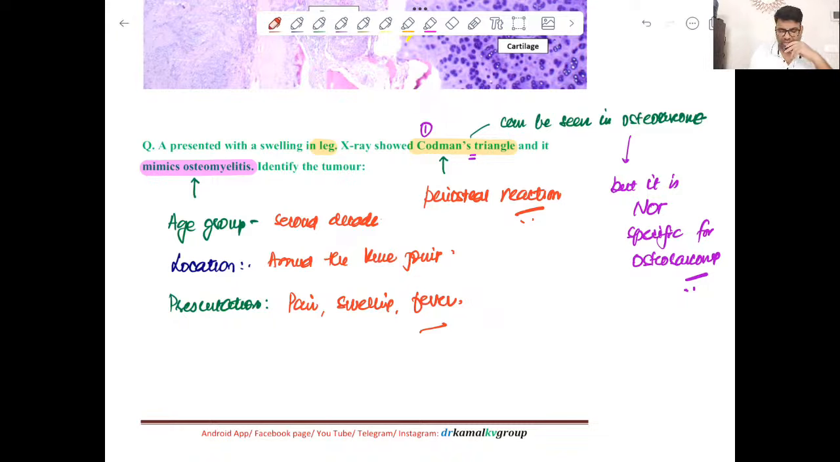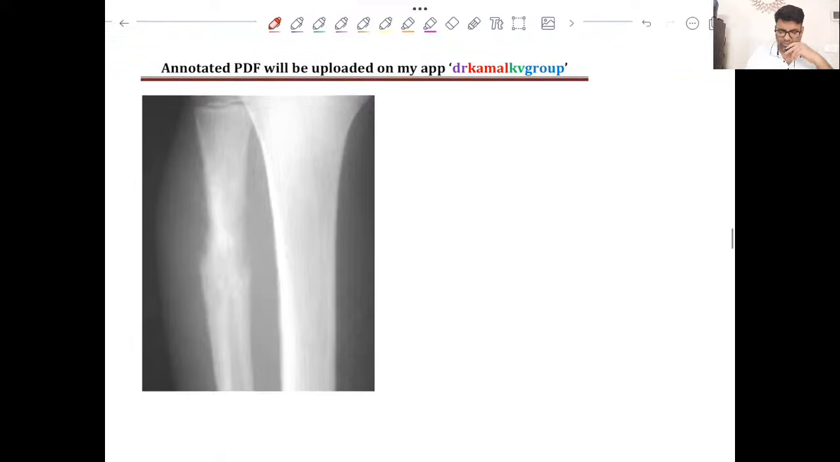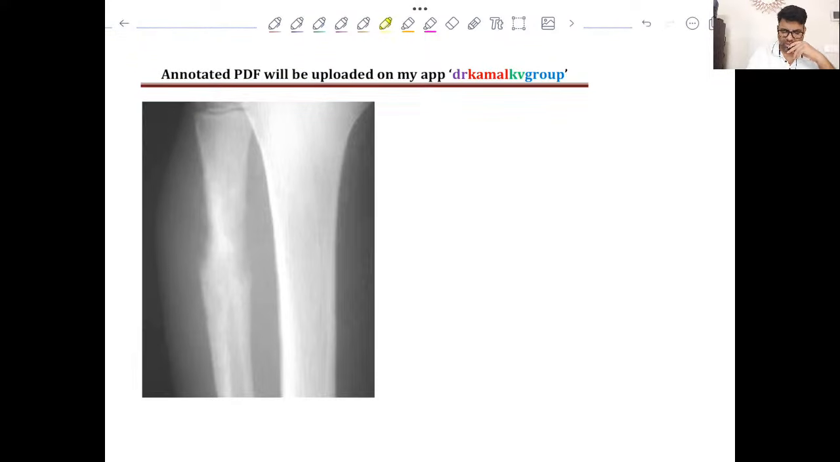So both the conditions are seen in the second decade, commonly around the knee joint, and they present as pain, swelling and fever. Now when we go to the X-ray, this is of course the tibia and this is the fibula, right? What is important, you can see the growth plate, which confirms that this is an X-ray of a child who hadn't attained maturity yet.